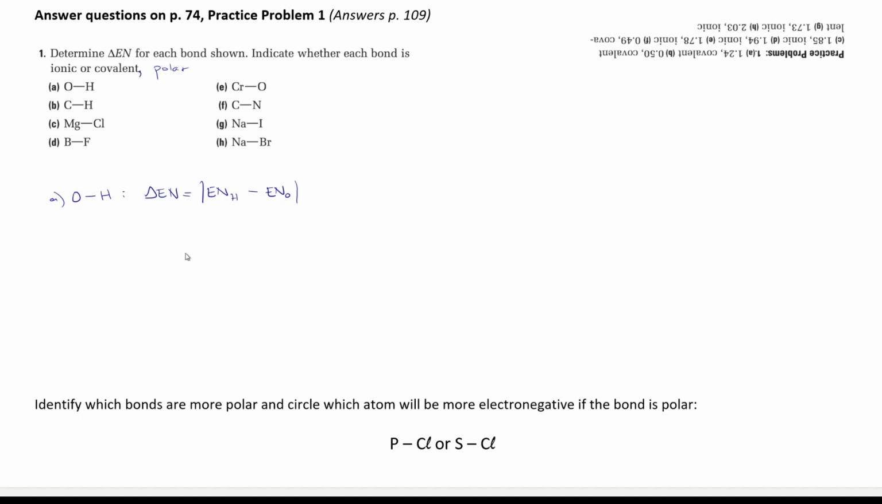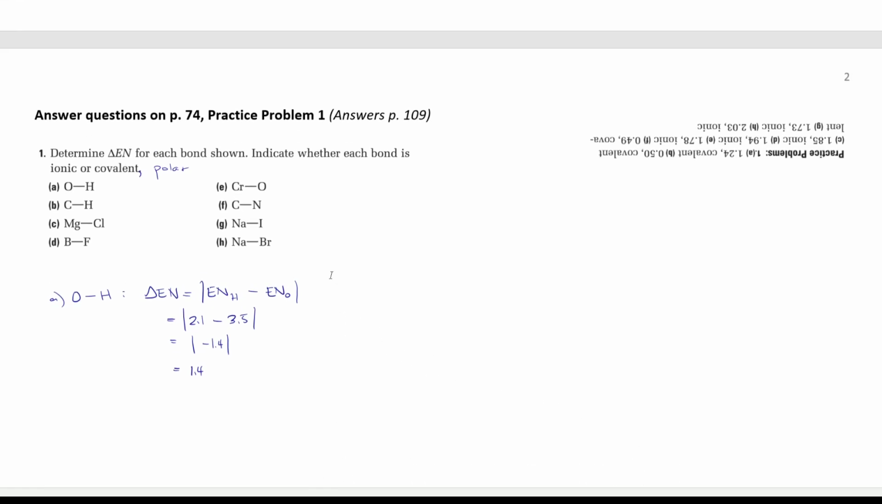So on your periodic table, on the element side, if you look at the legend, you can actually find the electronegativity number. If we look up the electronegativity number for hydrogen on your periodic table, it should say that it's 2.1. The electronegativity value for oxygen is 3.5. So if we subtracted those two numbers, we would get negative 1.4. But the negative 1.4 is within the absolute value sign, so we change that to a positive, and so we just get 1.4.